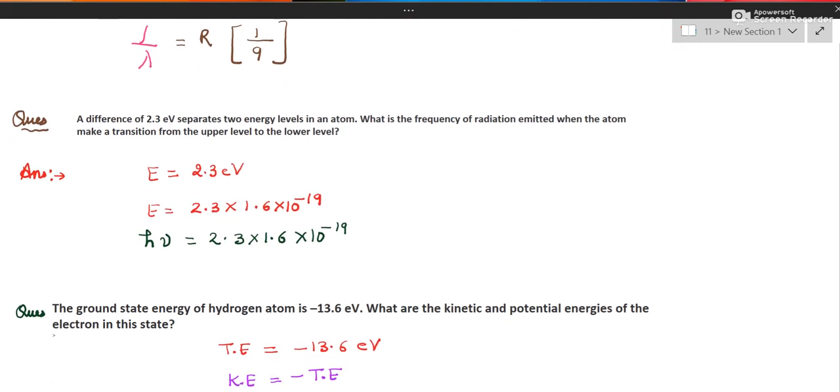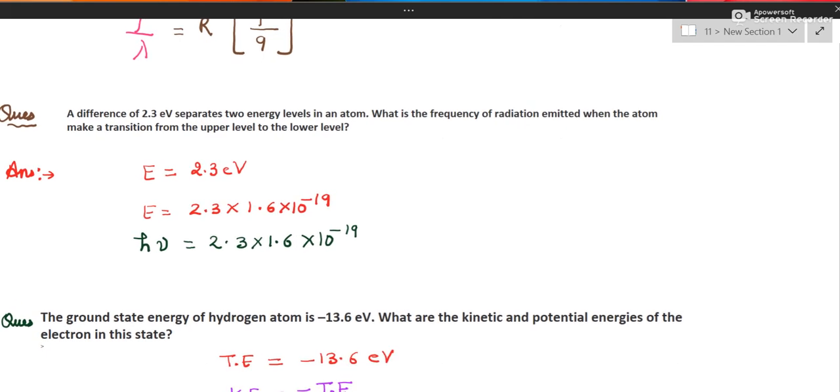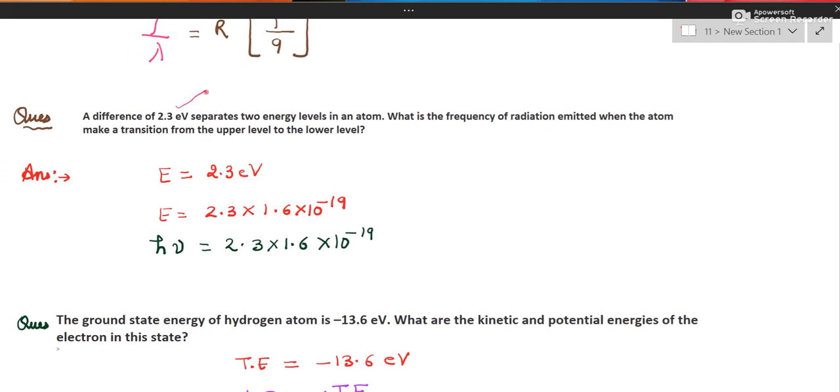Next question. A difference of 2.3 electron volt, this is energy, separates two energy levels in the atom. What is the frequency? So energy difference is given, and frequency is a simple question. Again we will have to convert electronic charge into coulomb so that the energy is reported in joules. So h you know and nu you can calculate.